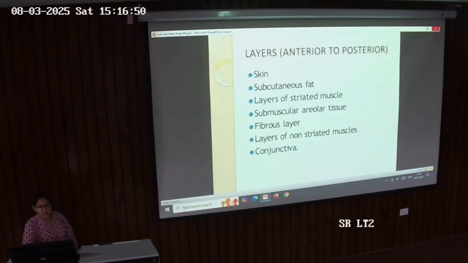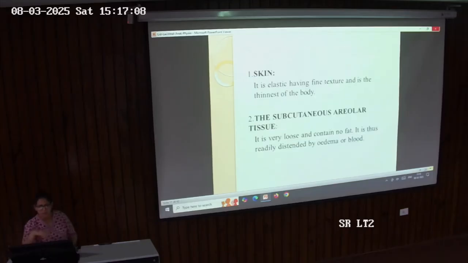Now come to the layers of eyelid. From anterior to posterior there are 7 layers of eyelid. Outer is skin, then subcutaneous fat, layer of striated muscles, submuscular areolar tissue, fibrous layer, layer of non-striated muscle, and then conjunctiva, which is the innermost.